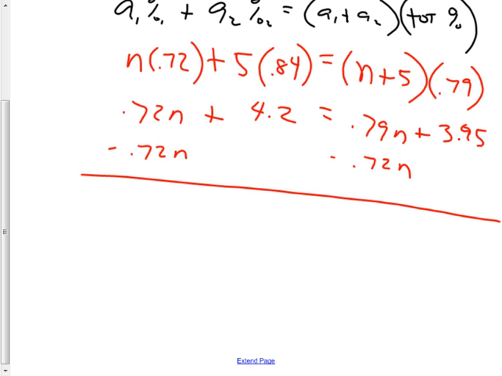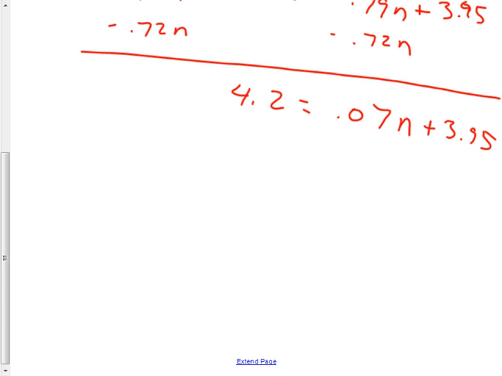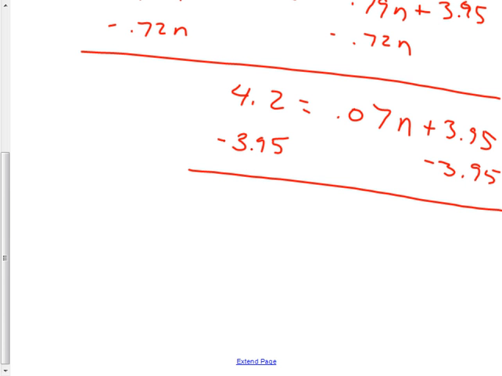All right. 4.2 equals 0.07n plus 3.95. Subtract 3.95 from both sides. That'd be a really easy mistake place right there. I'm guessing somebody probably messed this up. I'm going to put an extra 0 there to hold that place, to be careful. And this would be 0.25 left. And I bet that's where the mistake was made.